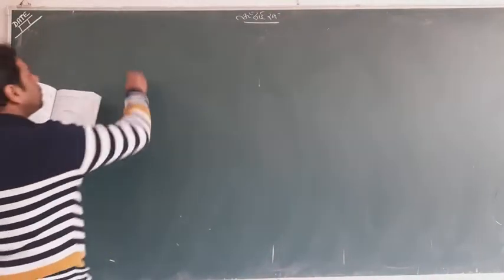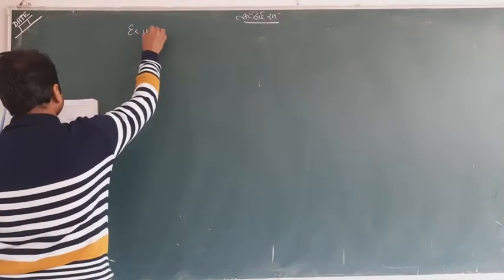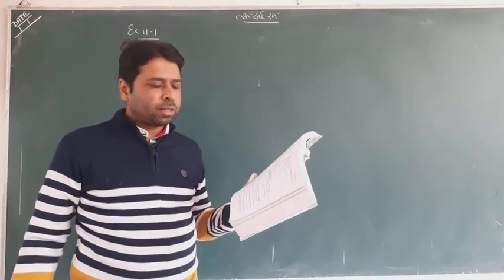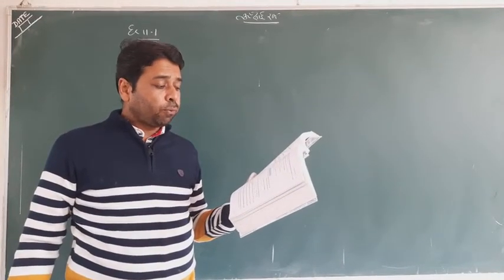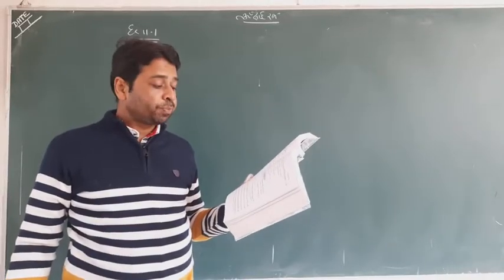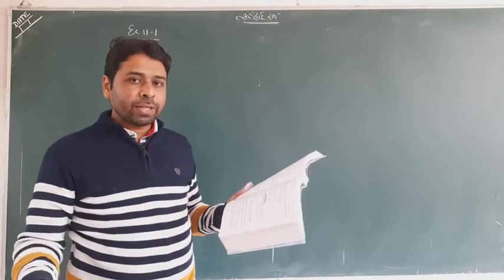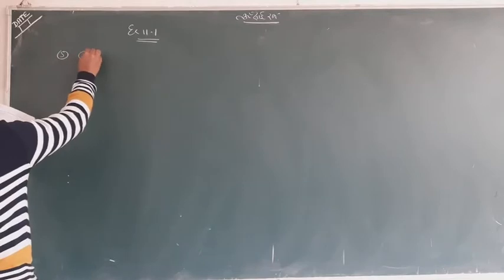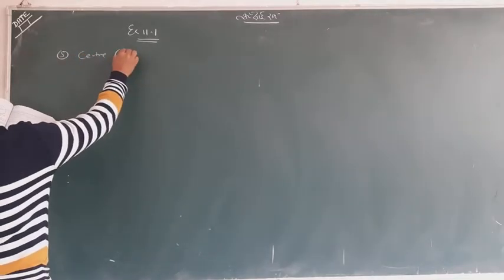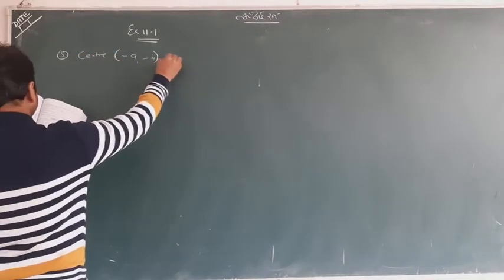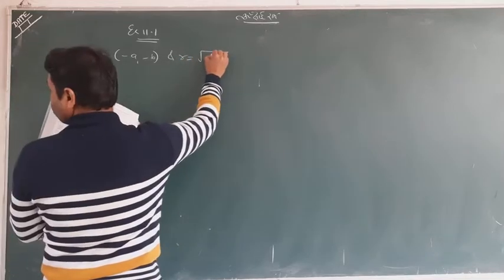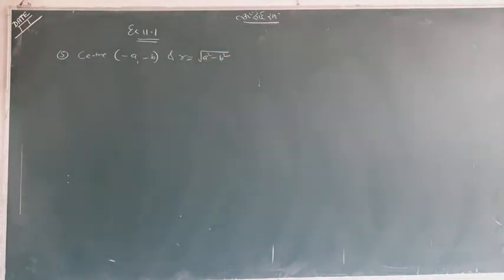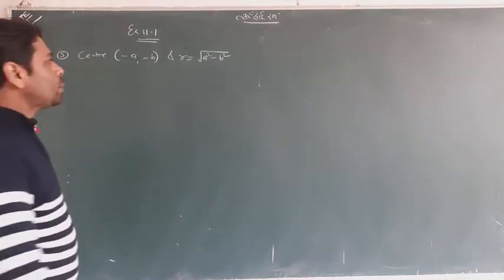Exercise 11.1, we have. Honestly I would say that in the first, second, third, 4th and 5th questions, the center and radius are given and you have to find the equation. So I am telling you the fifth one, when the center is given as minus a, minus b and the radius is given as a square minus b square. This is the question. You have to find the equation of the circle.